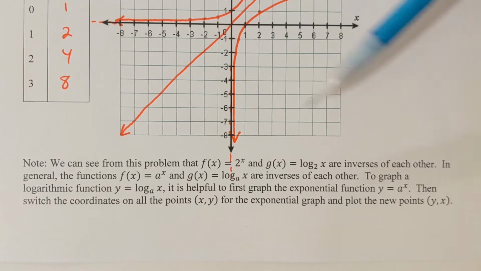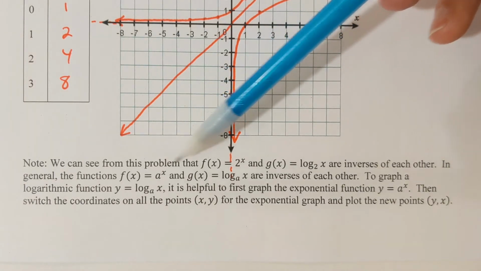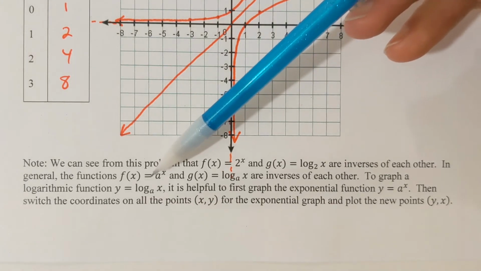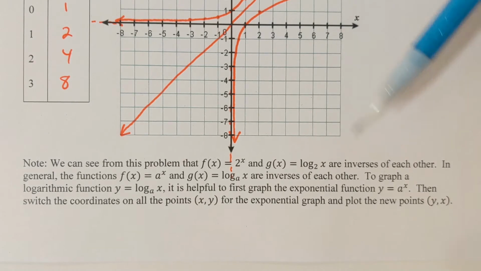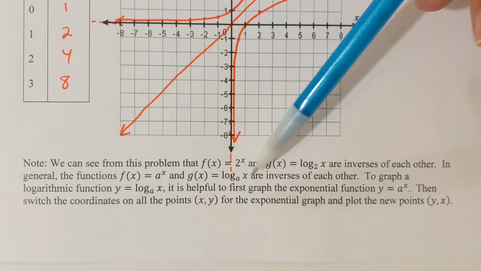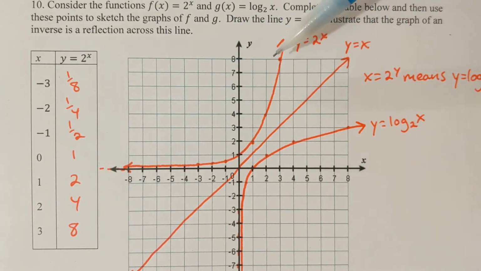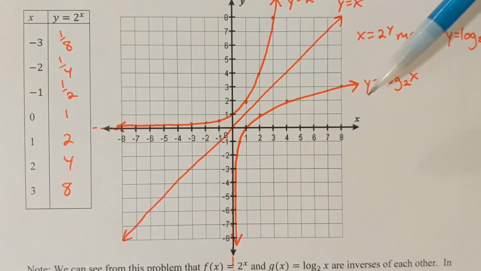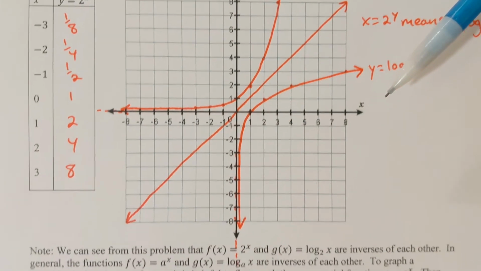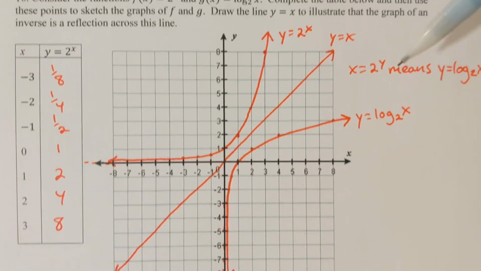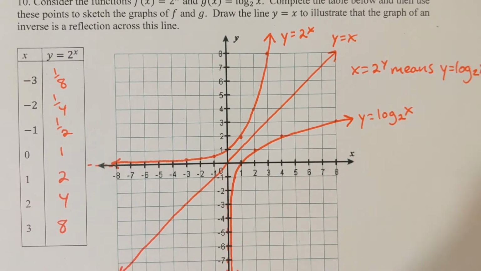In general, the functions f of x equal a to the x and g of x equal log base a of x are inverses of each other. So you have to know what an inverse is in order to talk about logarithms. Also, you have to know what an exponential is, right? To graph a logarithmic function, you have to first graph the exponential function, like we did here, and then you got to switch all the coordinates, and then you'll get the graph of the logarithmic curve. That kind of summarizes what I'm doing here to get this curve.